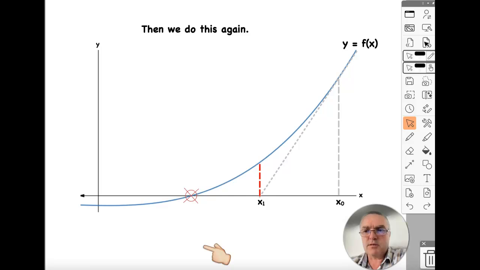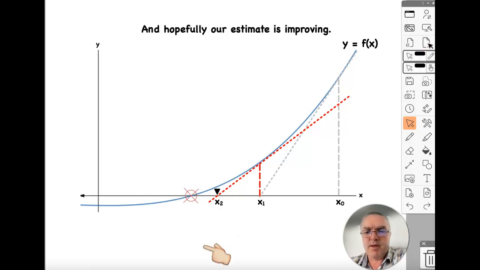And then we repeat the process. So using that next value of x, x1, we draw a tangent from the curve f of x, and then we look at where that second tangent intersects the x-axis. And that becomes our next estimate. And again, we use that next value of x, x2, we think about a tangent, and that gives us our next estimate. And so you can see that from one process to the next, we've got values of x that are getting closer and closer to the root that we're actually finding.